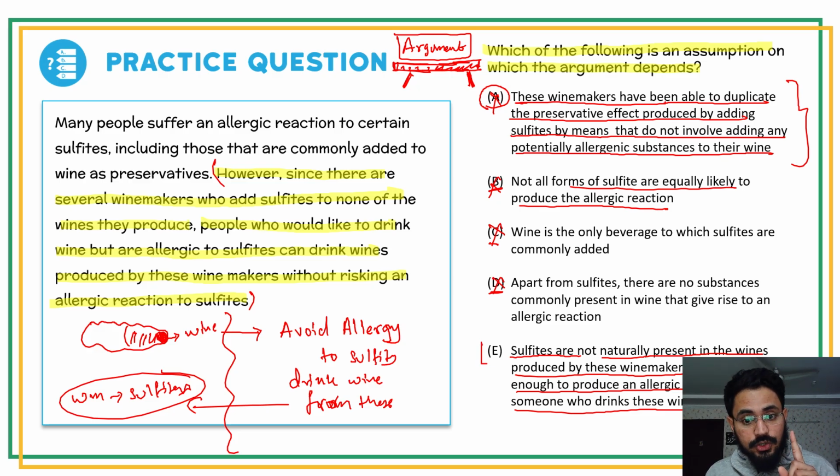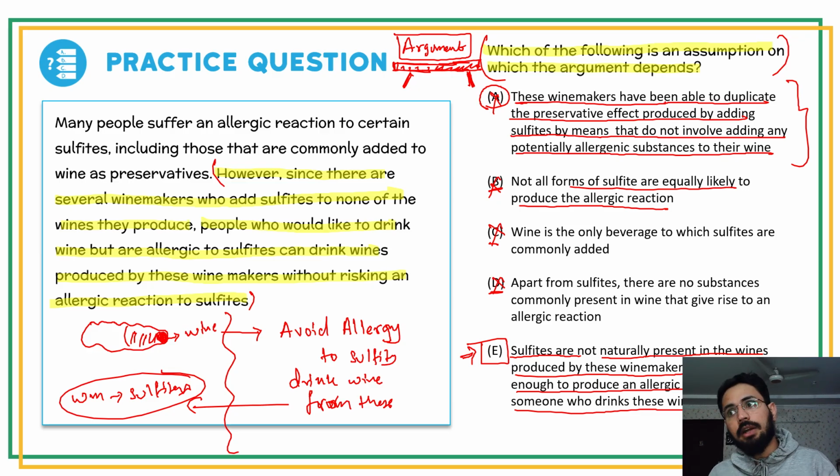So you have to assume E to make the argument work. So what was the question? The question was to identify an assumption on which the argument depends. The argument definitely depends on assuming E, because when we assume the opposite, the argument falls, right? So you have to assume that sulfites are not naturally present in the wines produced by these winemakers in amounts large enough to cause an allergy, right?